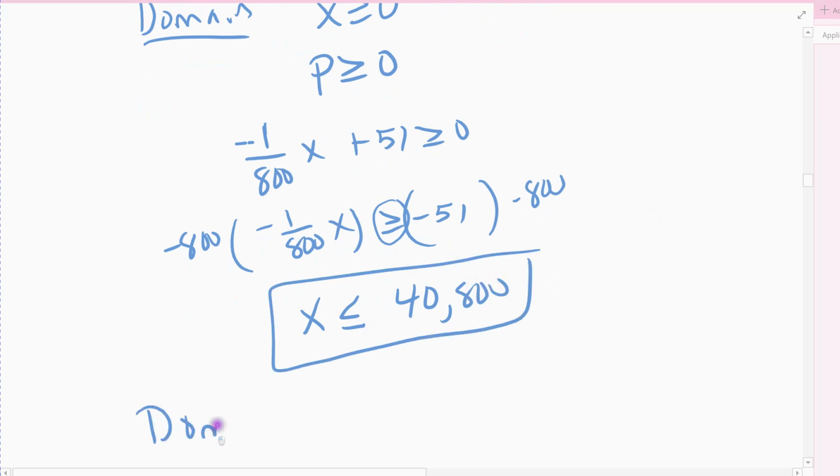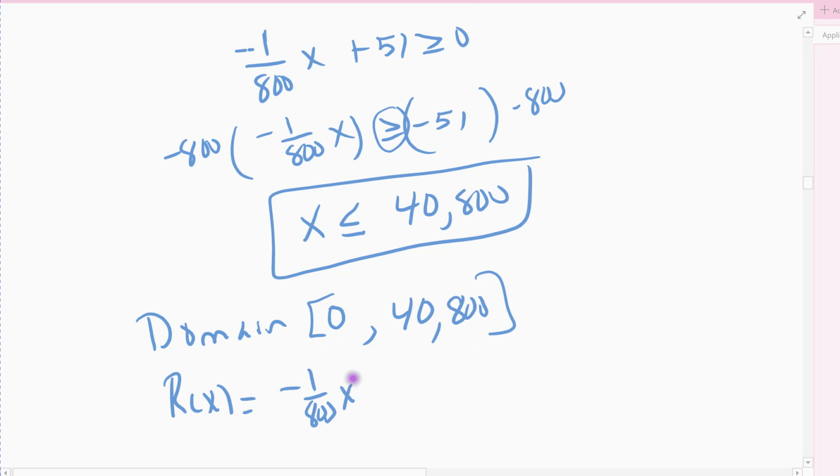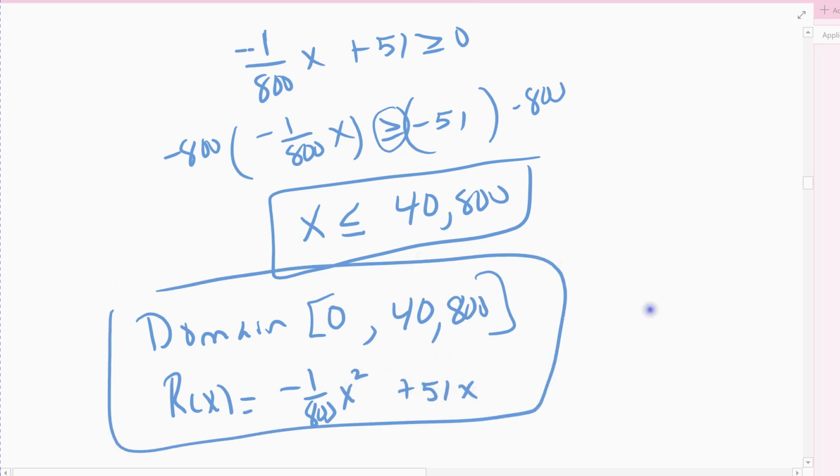Alright, so the domain, which again I'm assuming the size of my stadium will match this, is I can have 0 people at the football game up to a maximum of 40,800. Otherwise my prices go negative. So that's my precise domain for my revenue, which was negative 1 over 800 x to the second plus 51x. Alright, now I'm ready to optimize.